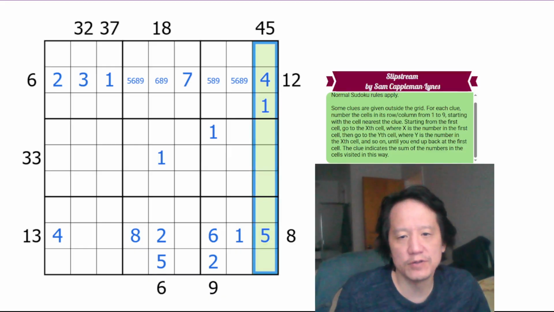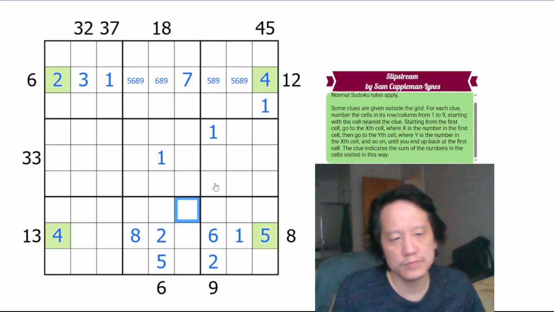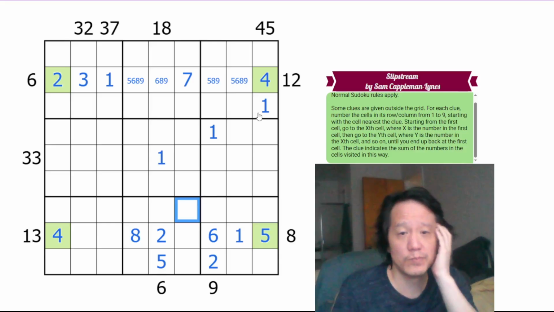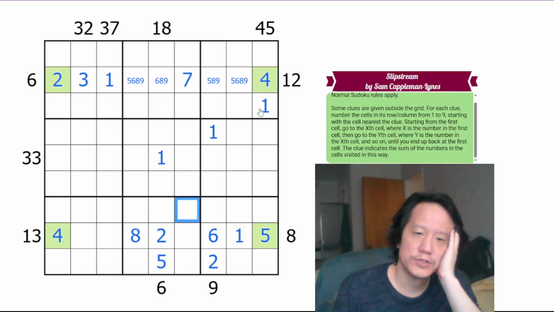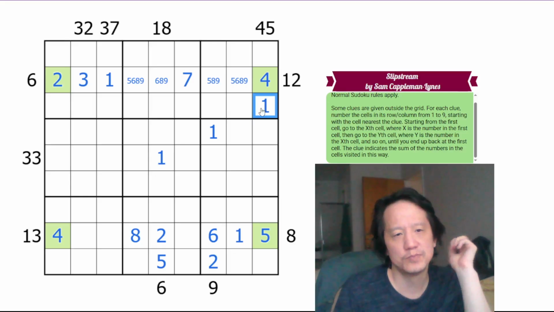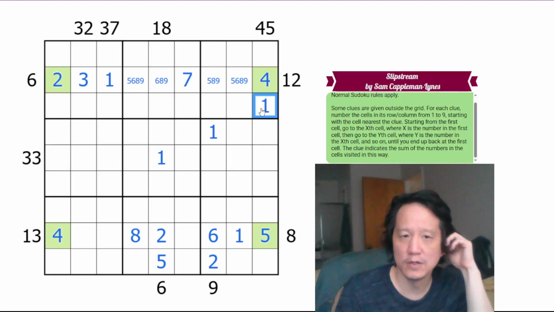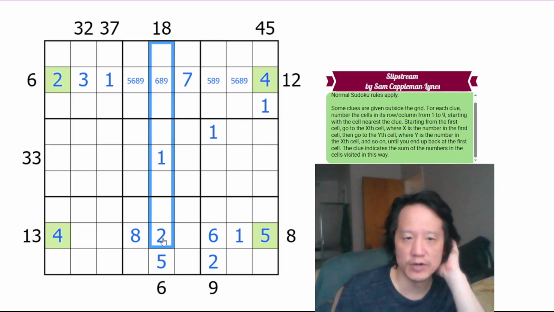Let's mark all the ones we've done as green. So this is done, this is done, this is done, and this is done. So the 1 has to be here, which means 3 is the second to last one that we point to. Okay, this is 18 going this way.